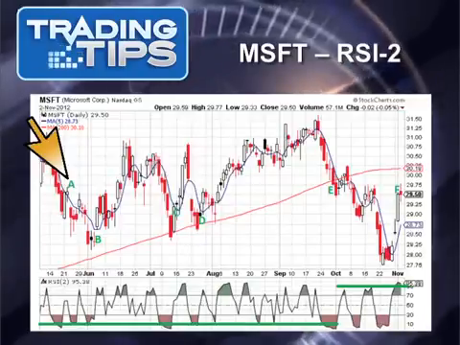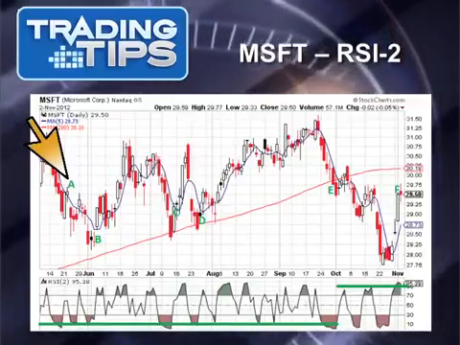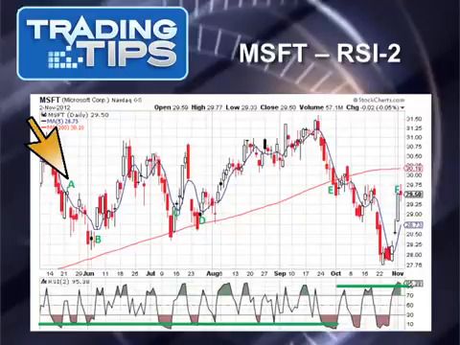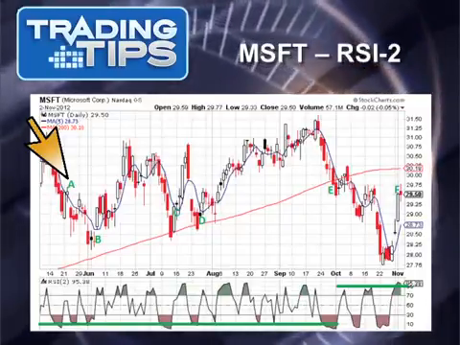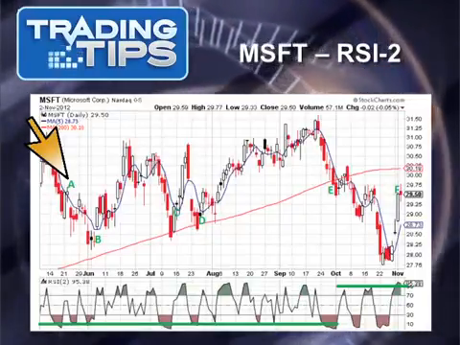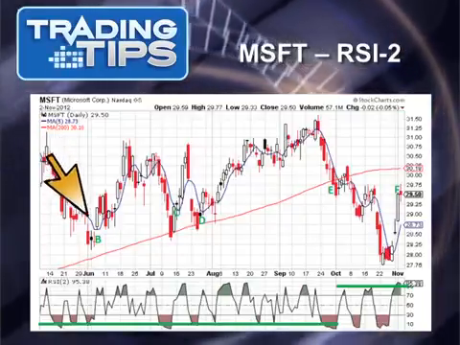Point A occurred when Microsoft was trading above its 5-day moving average line, marked in blue. Remember, this is a no-go. During an uptrend, we're looking to buy when RSI2 is below 10 and the stock is below its 5-day moving average line, such as at point B.